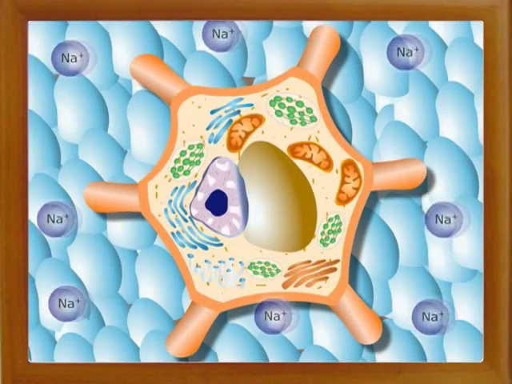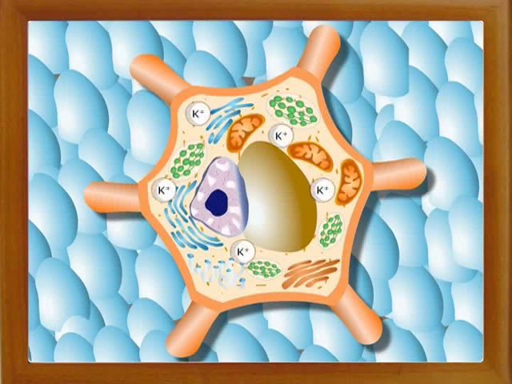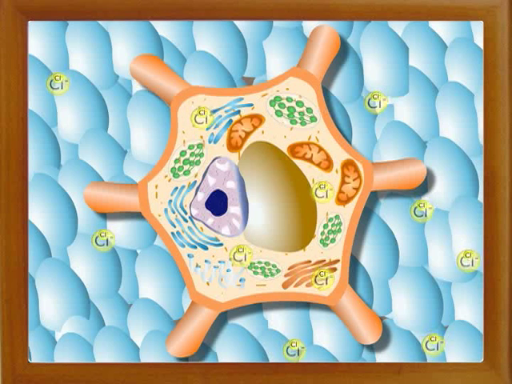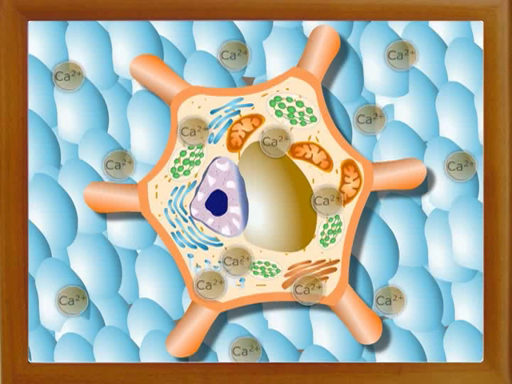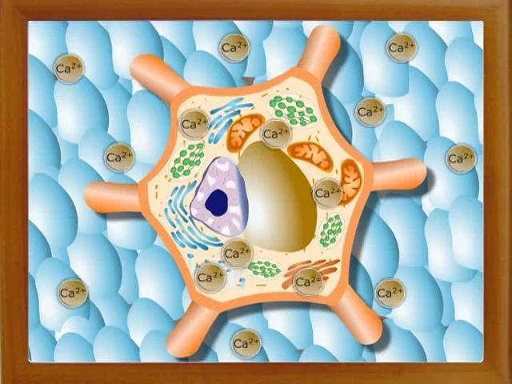Let us see some facts about these minerals. Sodium is the major cation in the extracellular fluid. Potassium is abundantly present cation in the intracellular fluid. Chlorine is the major anion of the body. Calcium is the most abundant among the minerals of the body.